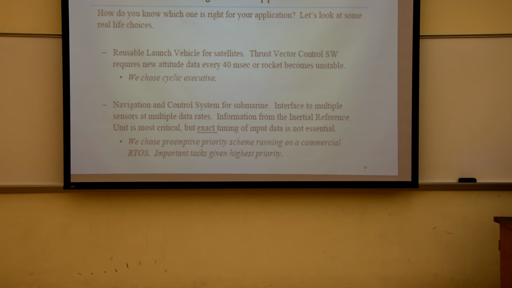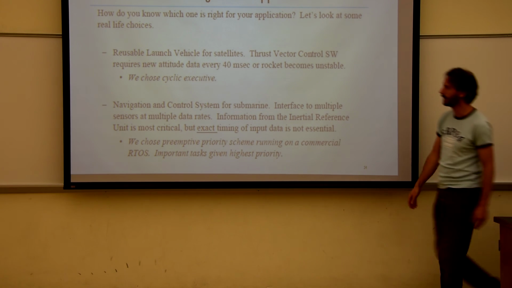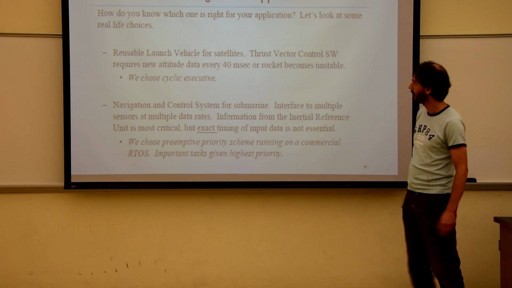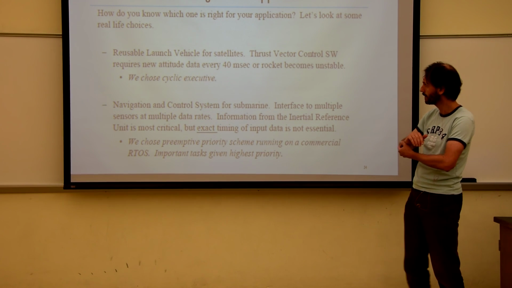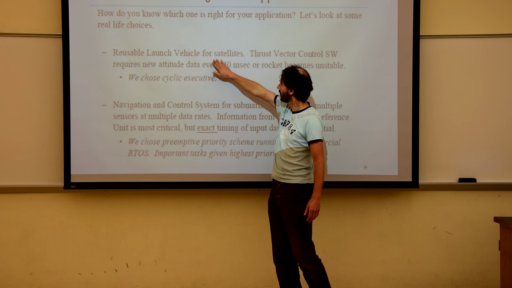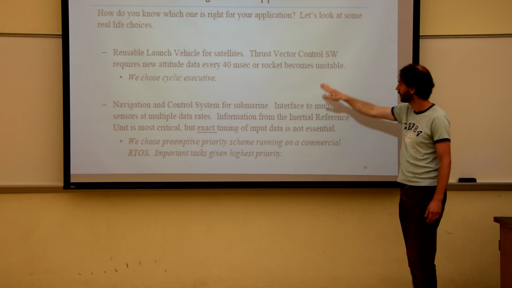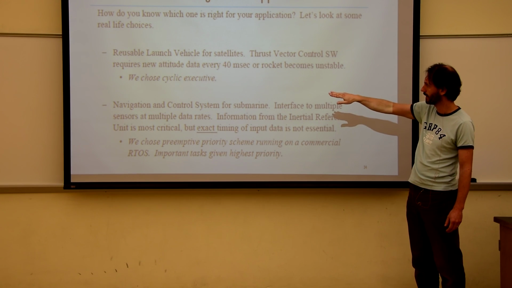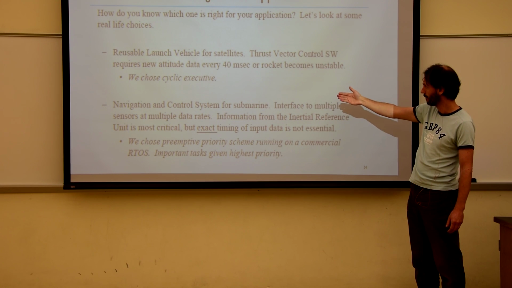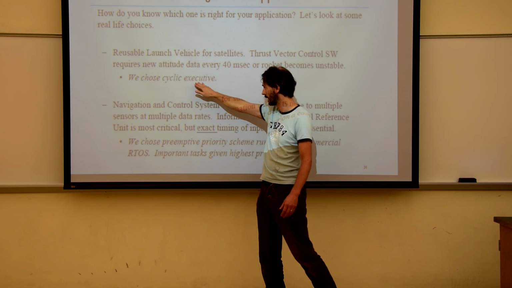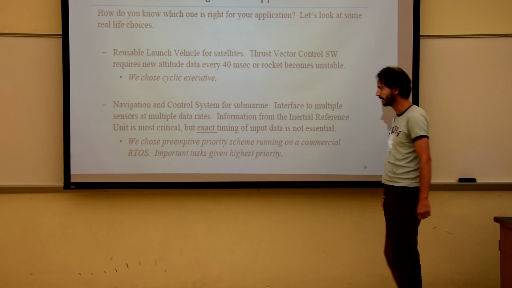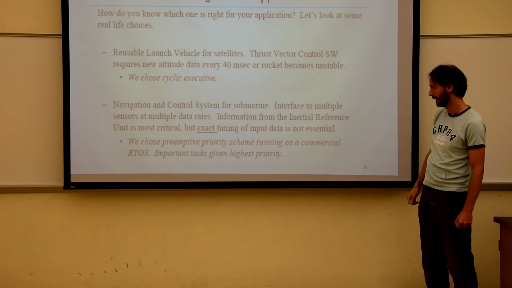But choosing an RTOS approach, here we have the last two slides. We have this example. How do you know which one is right for your application? So here are some choices. A reusable launch vehicle for satellites: the thrust vector control software requires new attitude data every 40 milliseconds, or the rocket becomes unstable. So we choose the cyclic executive. You really got to make that happen on those times.